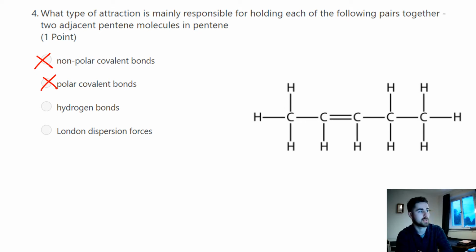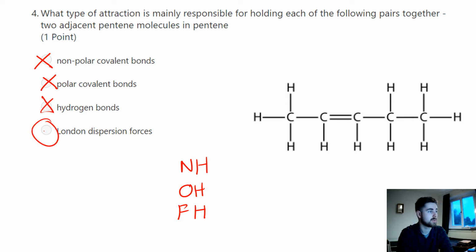So what we're left with is hydrogen bonds and London dispersion forces. Hydrogen bonds occur between different molecules which contain NH, OH or FH groups. Well, we can see this molecule here doesn't contain an NH, an OH or an FH group, so by default it can't be hydrogen bonding, which leaves us with London dispersion forces.